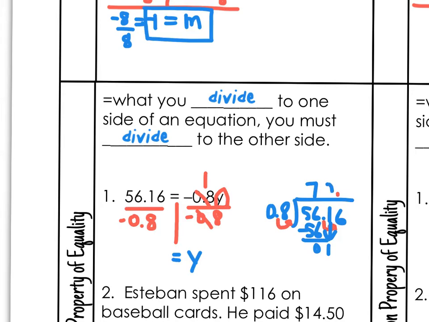8 goes into 1 0 times. Okay, and then you can bring down the 6. 8 goes into 16 2 times. Okay, so then it's a positive divided by a negative, so it's negative 70.2. Okay, and then we box our answer.